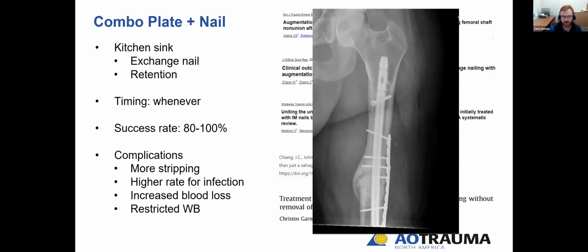Timing can be done whenever. Good success rates have been reported. And the complications are really those associated with plate osteosynthesis. So you are going to have to do visualization of the non-union, stripping, higher rate of infection, blood loss. In this, there's probably less of a need for restricted weight bearing, but that might also be a portion of your treatment plan.